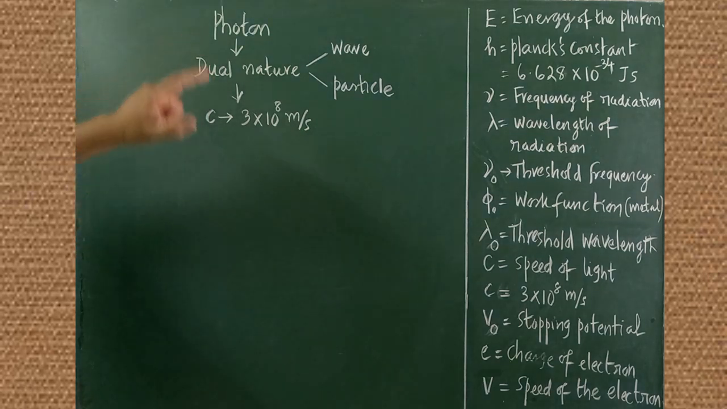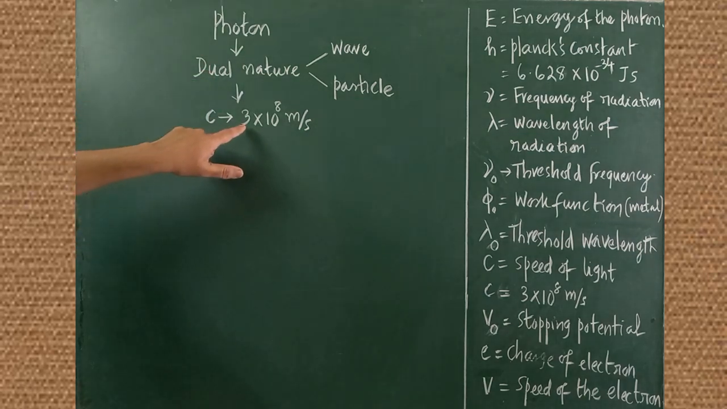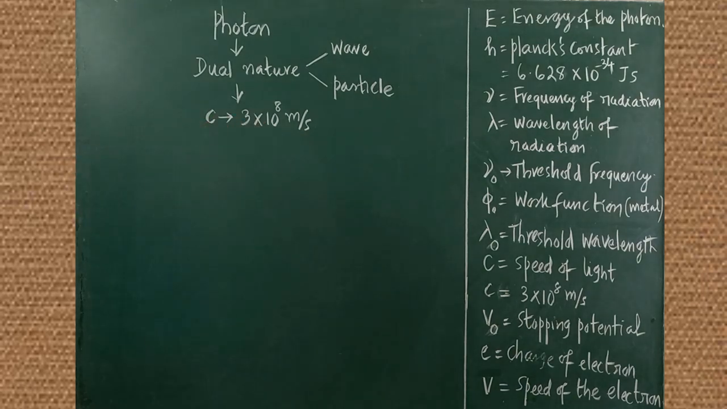And when it travels in space, it never is at rest, and it travels with this velocity, 3 into 10 to the power of 8 meter per second. Now we are going to list out the formulas which are required to solve the problems related to photon. The fundamental formulas are there to learn about photon.